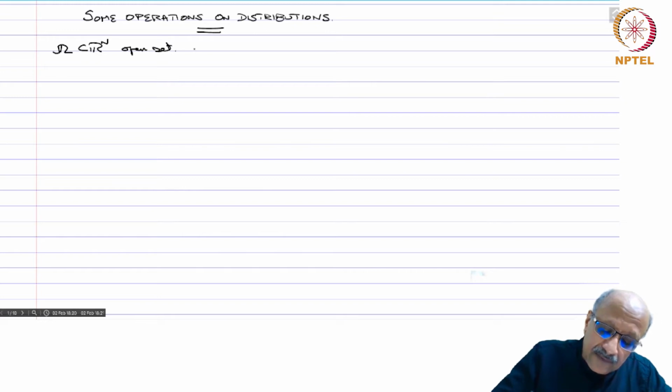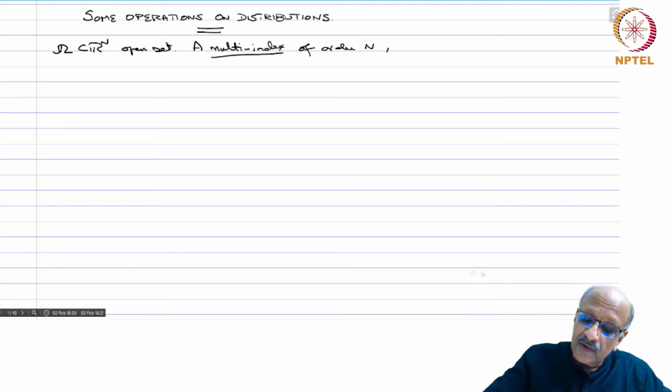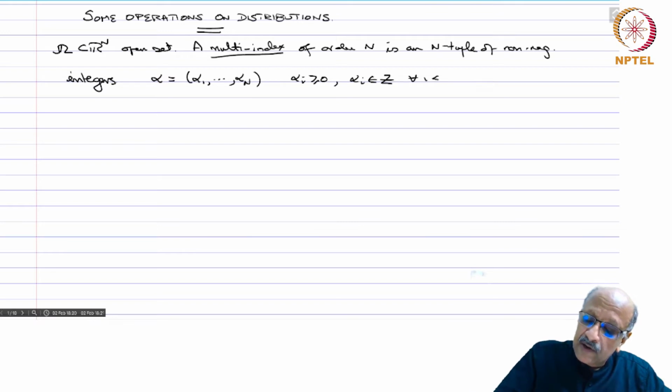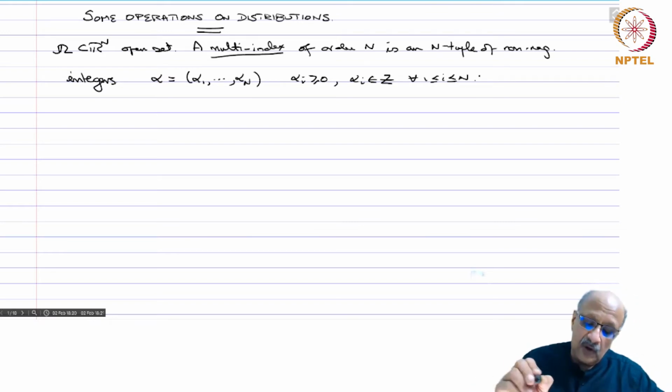Let a multi-index of order n be an n-tuple of non-negative integers. So alpha is a multi-index, alpha = (alpha 1, ..., alpha n), alpha i greater than or equal to 0, alpha i in Z for all 1 less than or equal to i less than or equal to n. Such a thing is called a multi-index.